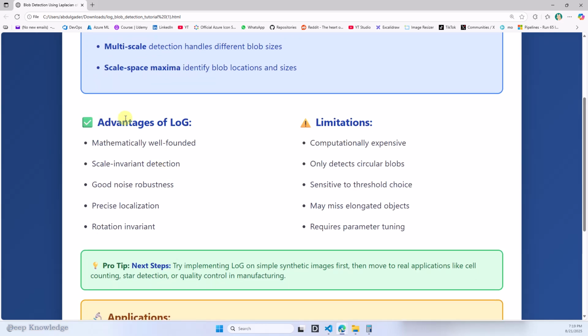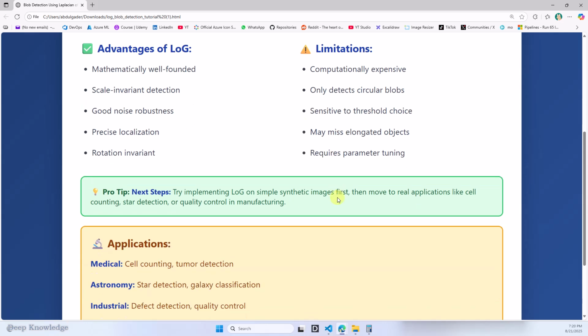The advantage of this method is that it's mathematically well founded. I mean, it's easy, you can even implement it yourself. The limitations are that it's computationally expensive, it only detects circular blobs, and it's sensitive to the threshold. For instance, if you take different thresholds, you will have different results.